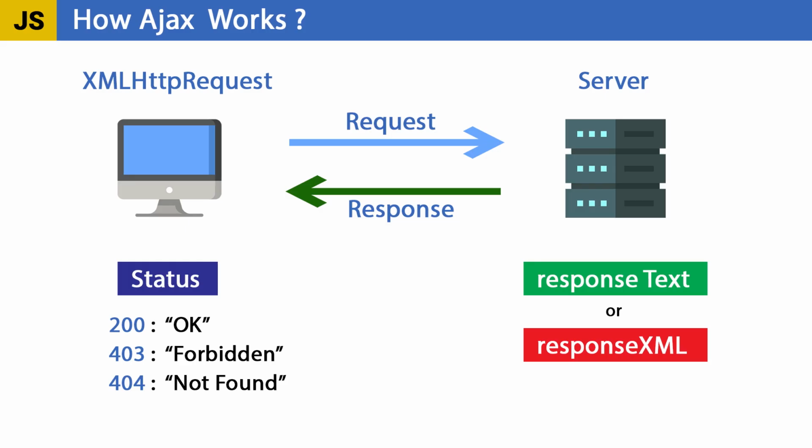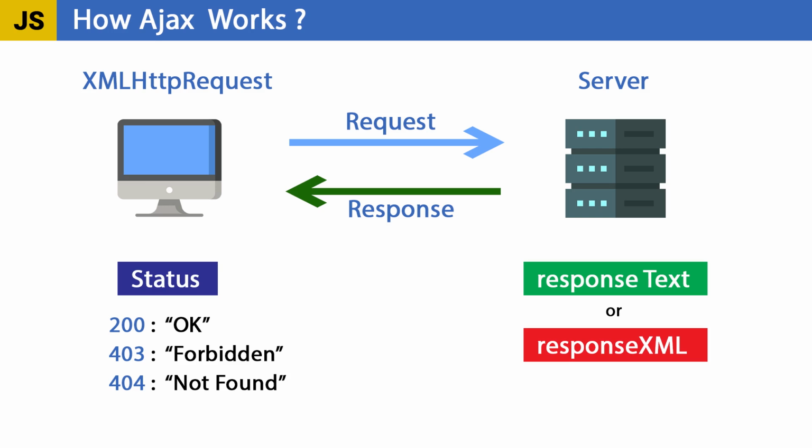Then comes 403. If the server does not respond to your request, maybe there is a problem on this server. At last, it sends 404. It means whatever we request from our server is not available on this server. There are lots of status codes.